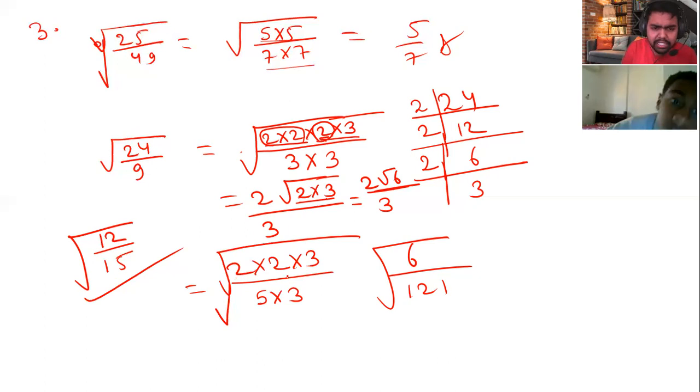But here we have one pair, so only this 2 is going to come out. So I'm going to write 2 like this. This has come out. Here is just root 3. I'm just going to write root 3.